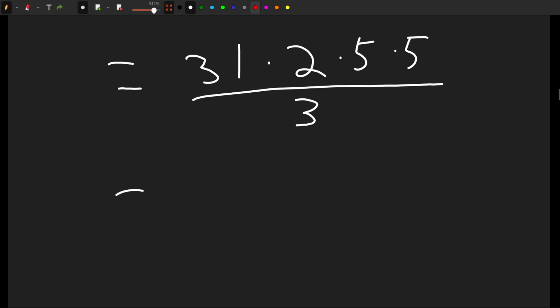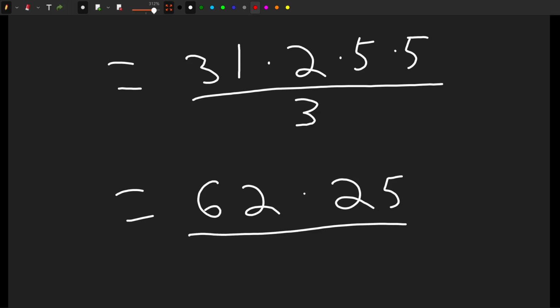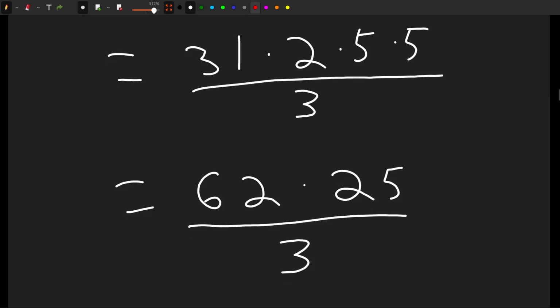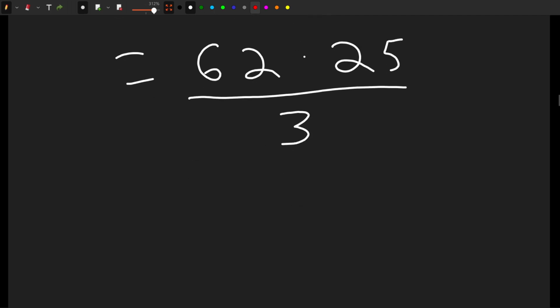And so in this case, 31 times 2 is 62. 5 times 5 is 25, over 3. I don't know 62 times 25 very well, so I'm just going to multiply that out on the side. I'm going to use a little bit of scratch work on the left side here. So 62, if I can write a 6 very well, can't write it there. We have 62 times 25.